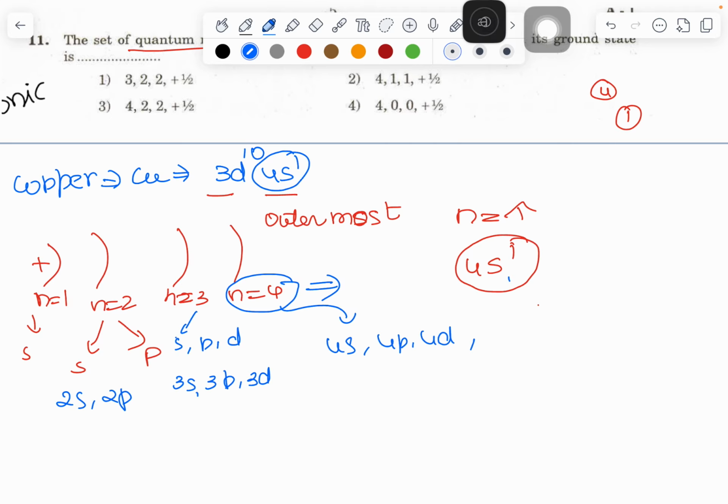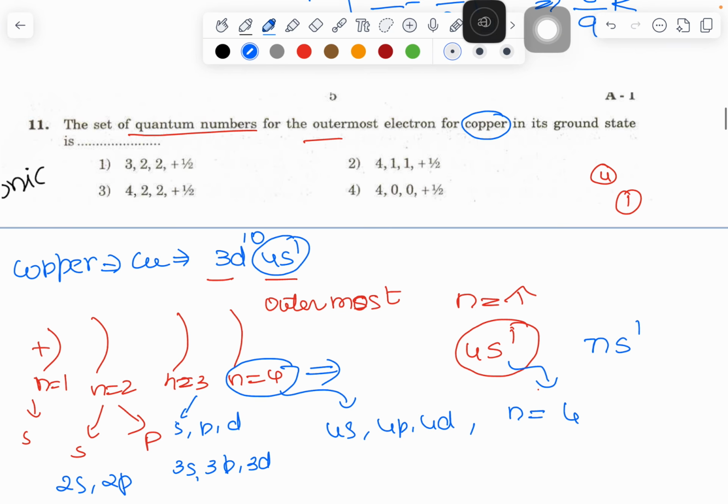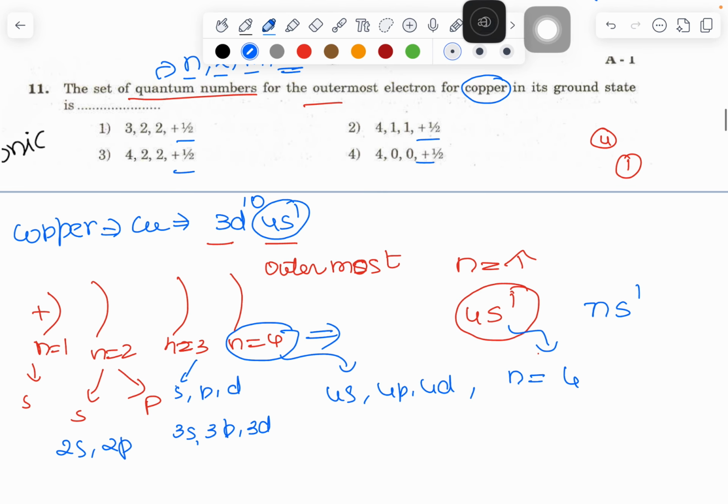So 4s1, that is nothing but n is equal to 4, and the quantum number sequence is always n, L, M and S. The last one is spin. All spins are the same, it will be plus or minus half, no difference. You have to see n, L and M. Now n is equal to 4. Other than option 1, the rest all have n is equal to 4.